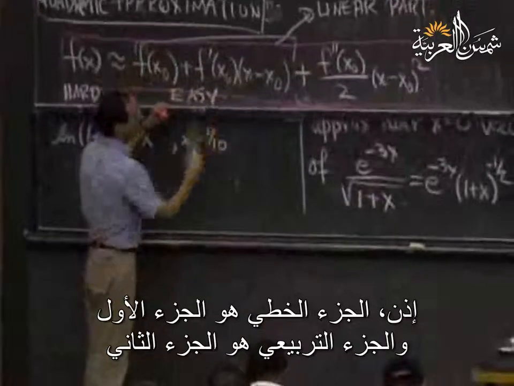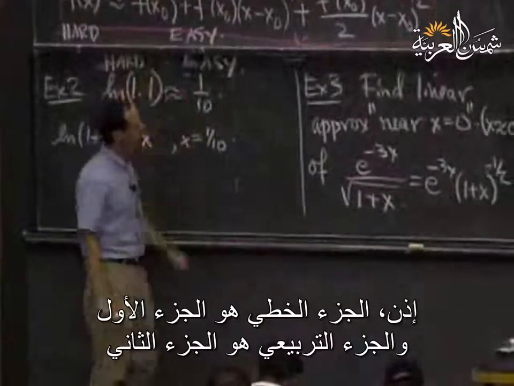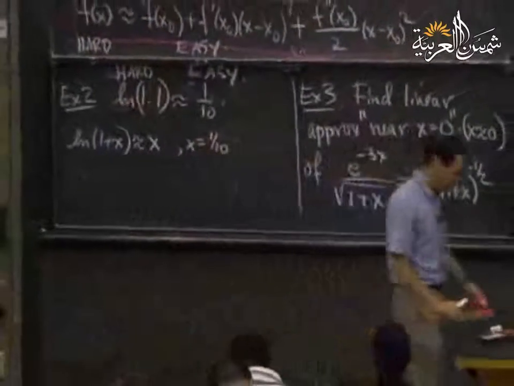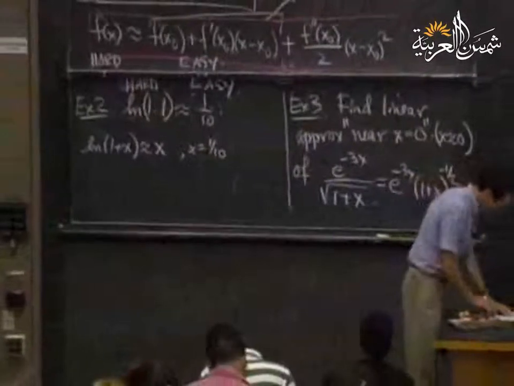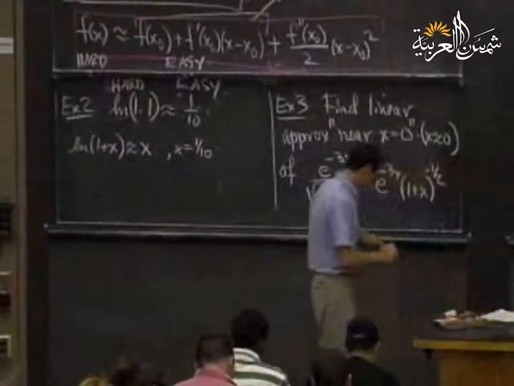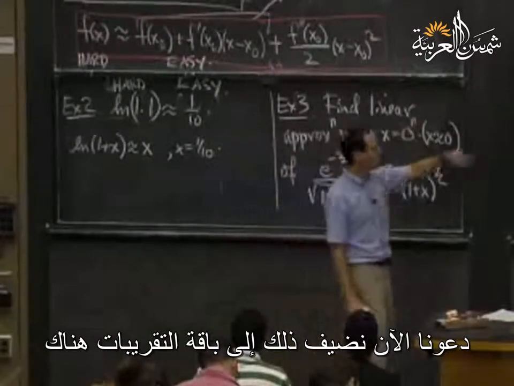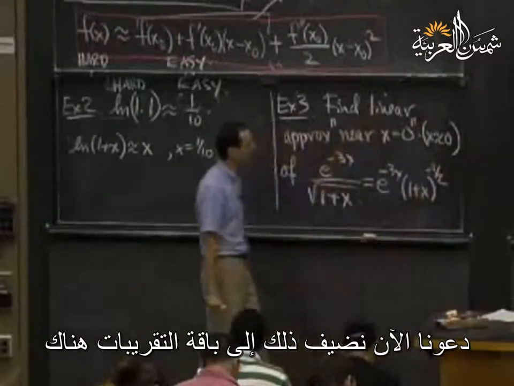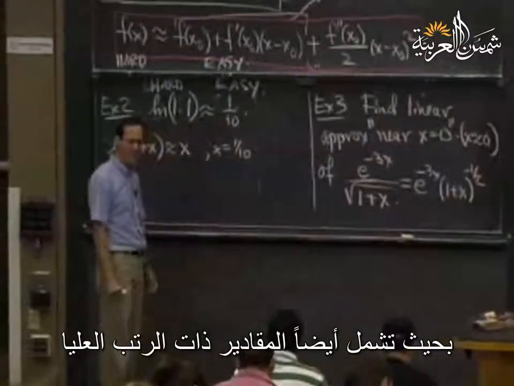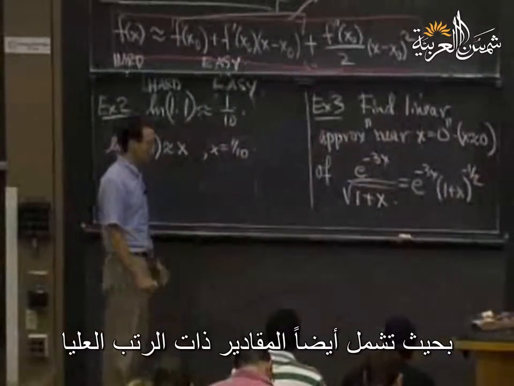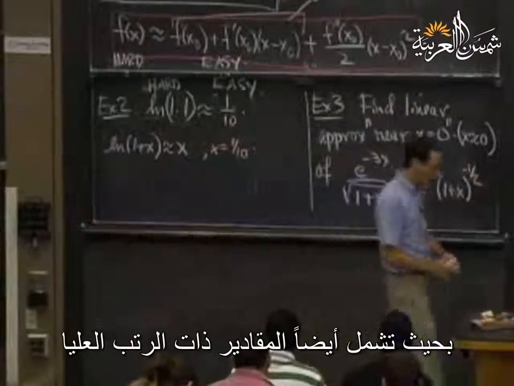So the linear part is the first piece, and the quadratic part is the second piece. Now, I want to develop the same catalog of functions as I had before. In other words, I want to extend our formulas to the higher order terms.